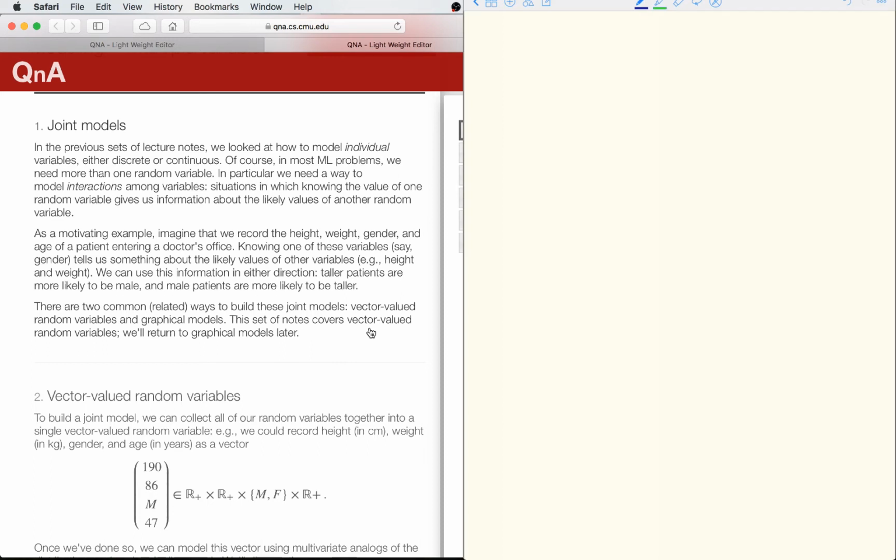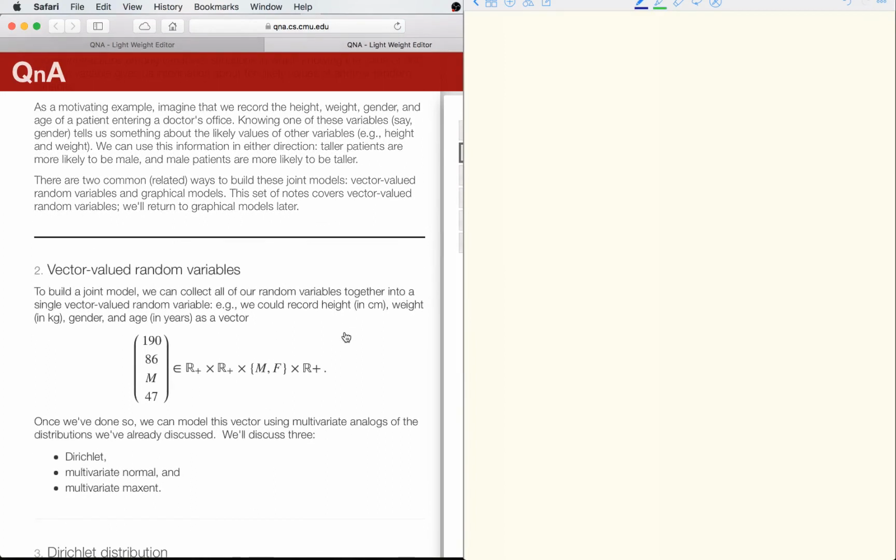So an example of this might be, we get a patient coming into a doctor's office and we measure height, weight, gender, age, the values of some lab tests, right? You could imagine hundreds or thousands of random variables that you could measure. And the measurement for one patient is just the tuple of all of these random variables. And we want to make a model that acknowledges that these variables depend on one another. So for example, if we know somebody's height, we can tell something about their weight or their gender, and vice versa, right? Taller patients are more likely to be male, and male patients are more likely to be taller.